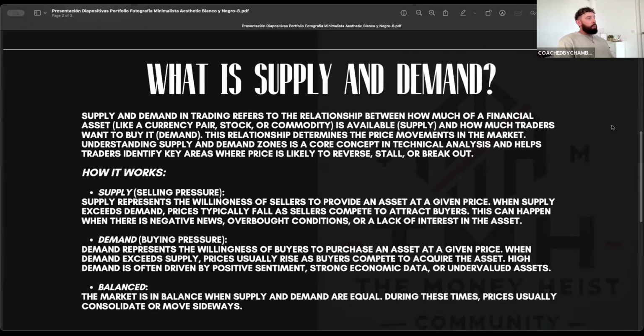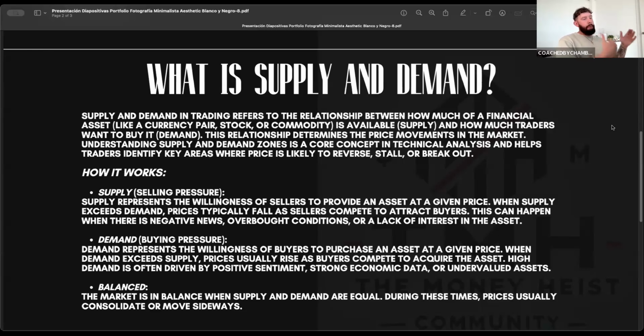Demand, which we obviously refer to as buying pressure, represents the willingness of buyers to purchase an asset at a given price. When demand exceeds supply, prices usually rise as buyers compete to acquire the asset. High demand is often driven by positive sentiment, strong economic data, and undervalued assets.